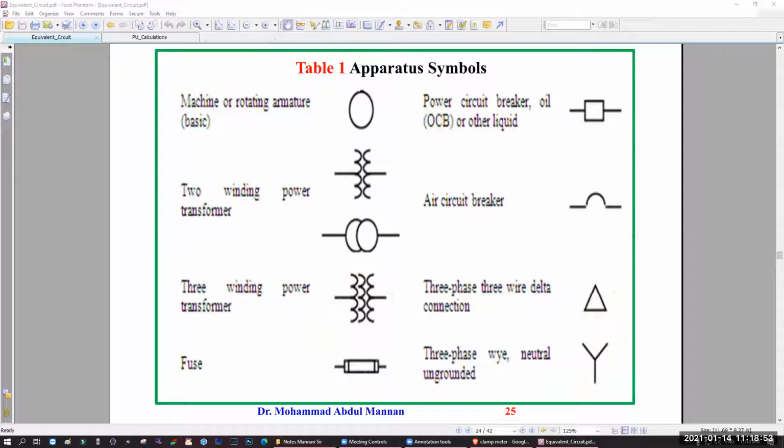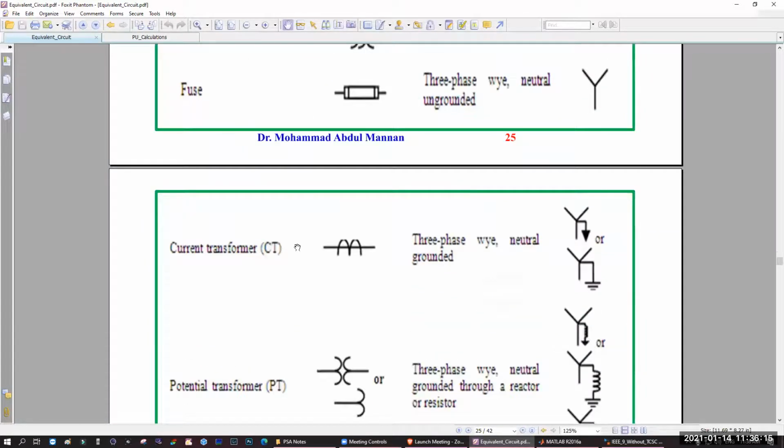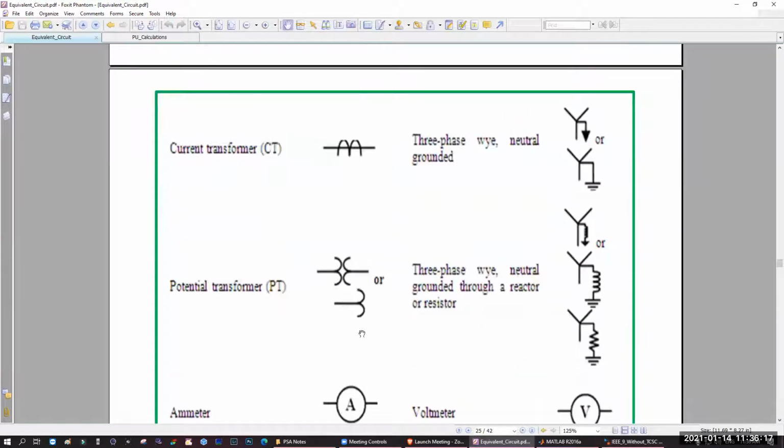Okay, let me show you something. I'm going to stop the recording for a second. Pausing. These are the apparatus symbols. This one is a current transformer. This one is a potential or voltage transformer. This one is a three phase Y connection with neutral grounded.